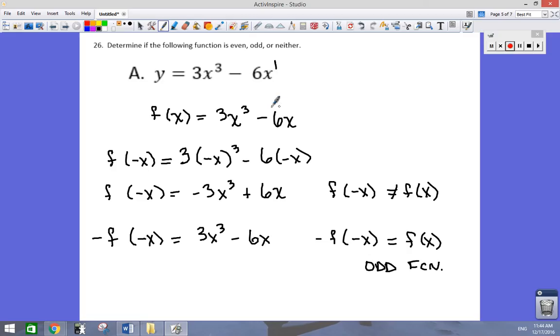Now, there's some shortcuts that you probably prefer. If you look at the exponents on the variables, if they're all odd, it's going to be an odd function, provided that you have a zero constant. If you're adding or subtracting some non-zero number, it's going to ruin it. It's going to be neither even nor odd. But this guy is an odd function. Let's go on to the next one.